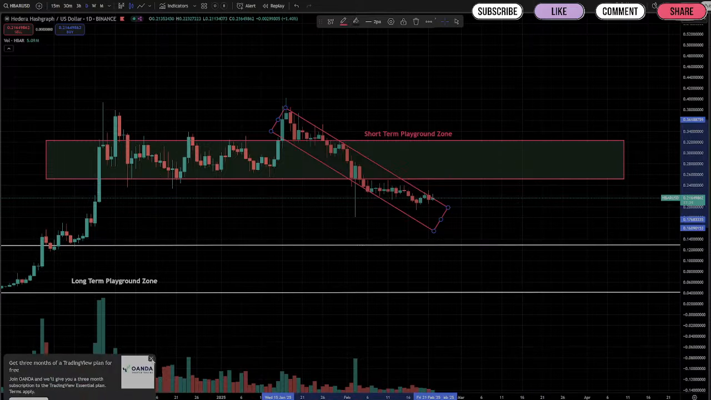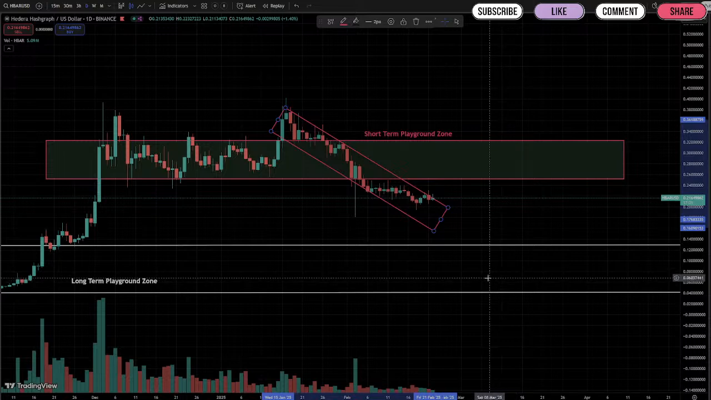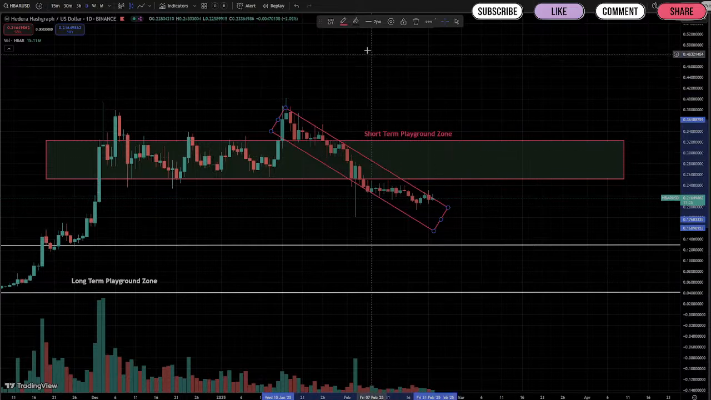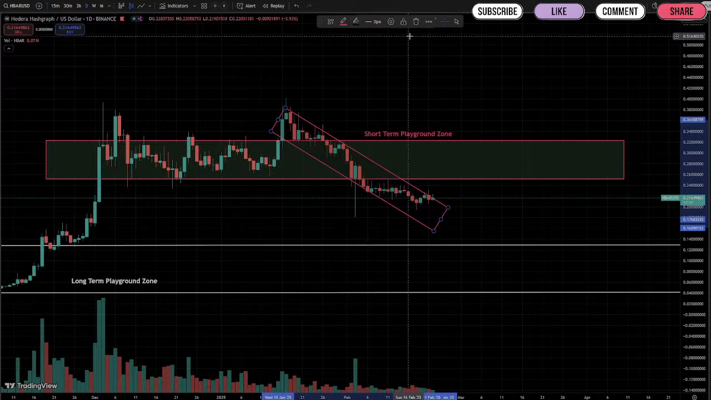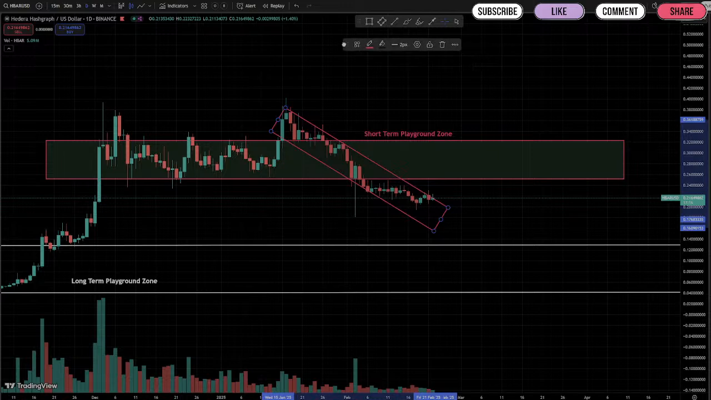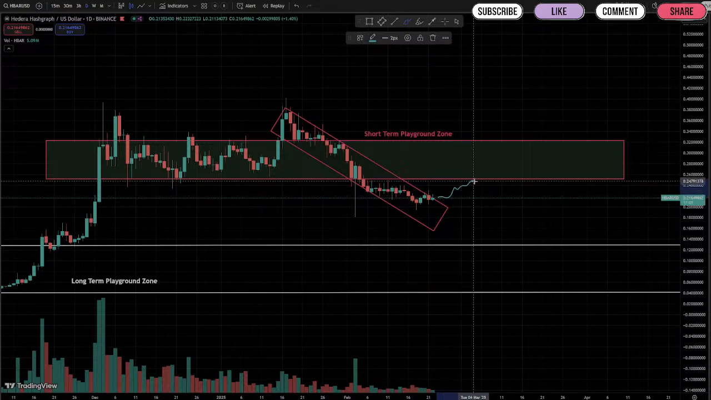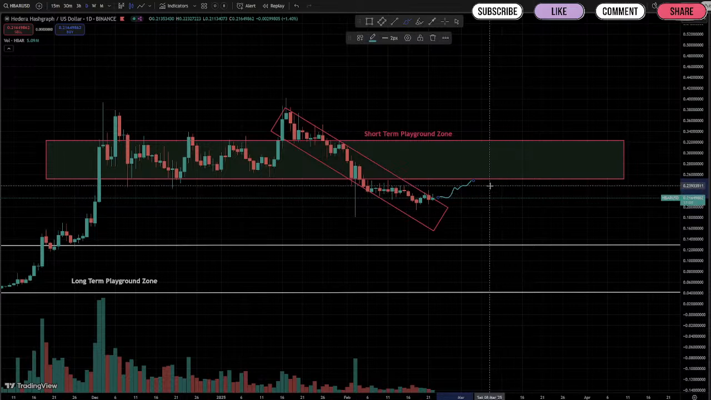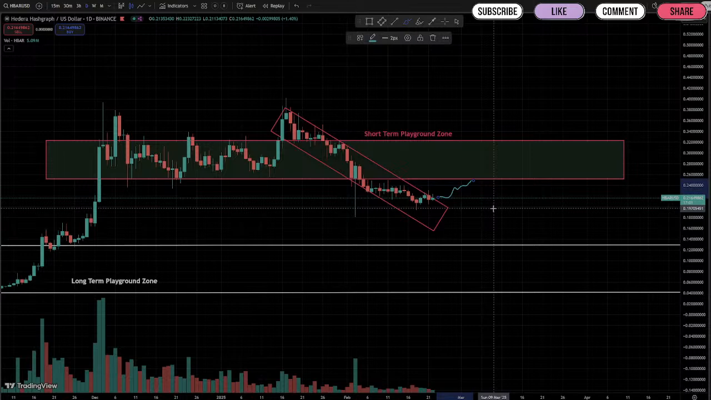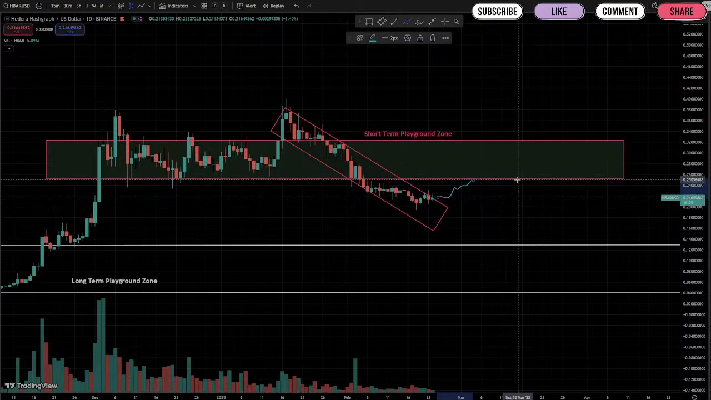So when I draw this box, if you have been studying candlestick patterns, this is a downward flag, meaning that there's a chance that the price will break out of the flag on the upside. Let me move this so I can get the brush. So it may break out and do a little bit of upward action, but how far up it can go really depends on the demand, and there's a strong resistance over here, the bottom of the short-term playground zone. And then the next, obviously, is the top of the box.